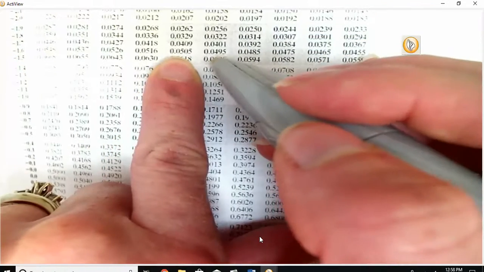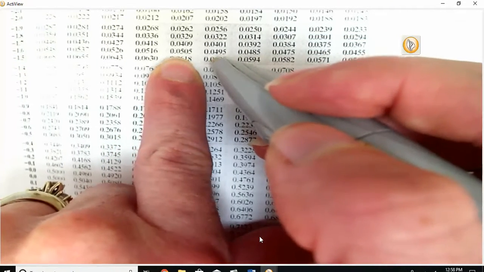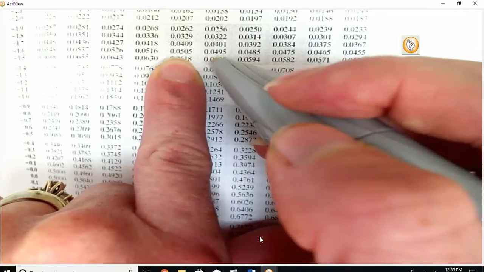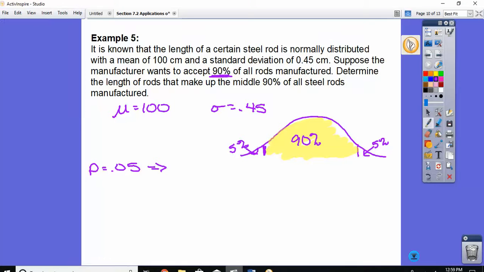Can we just go with the middle then? Agree, since they're the exact same distance away, it would be in the middle. What falls in the middle of negative 1.64 and negative 1.65? Negative 1.645. Z equals.